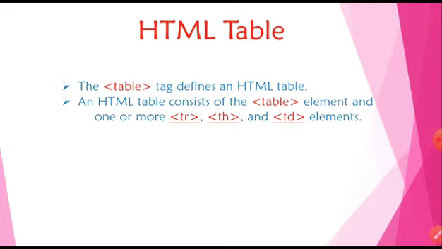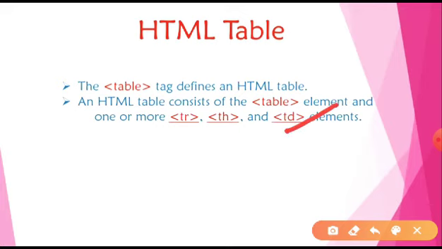The table tag defines an HTML table, and the table consists of the table element and one or more rows. These are some elements of a table: tr, th, and td. The tr is the table row element which begins each new row. The tr must end each row. And about the td tag, this is the td tag.